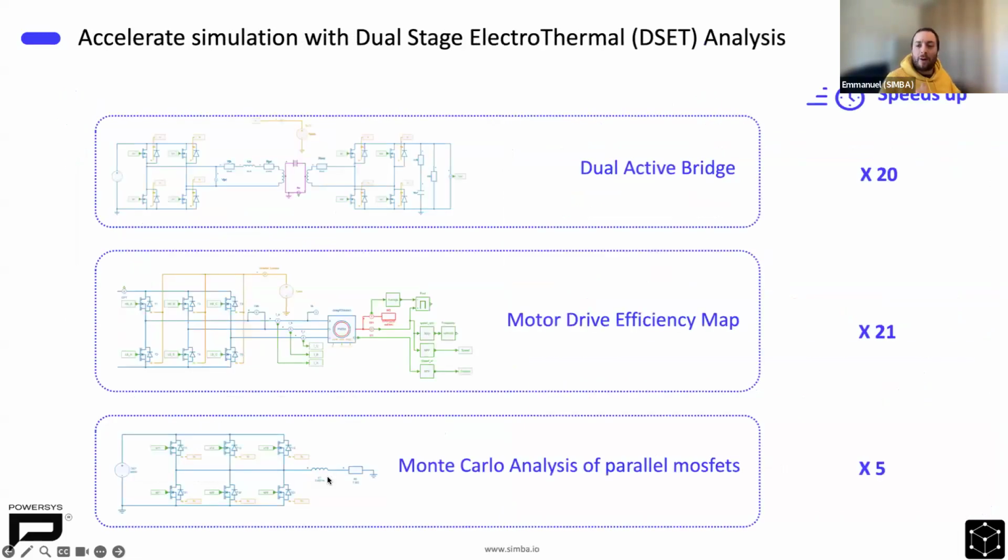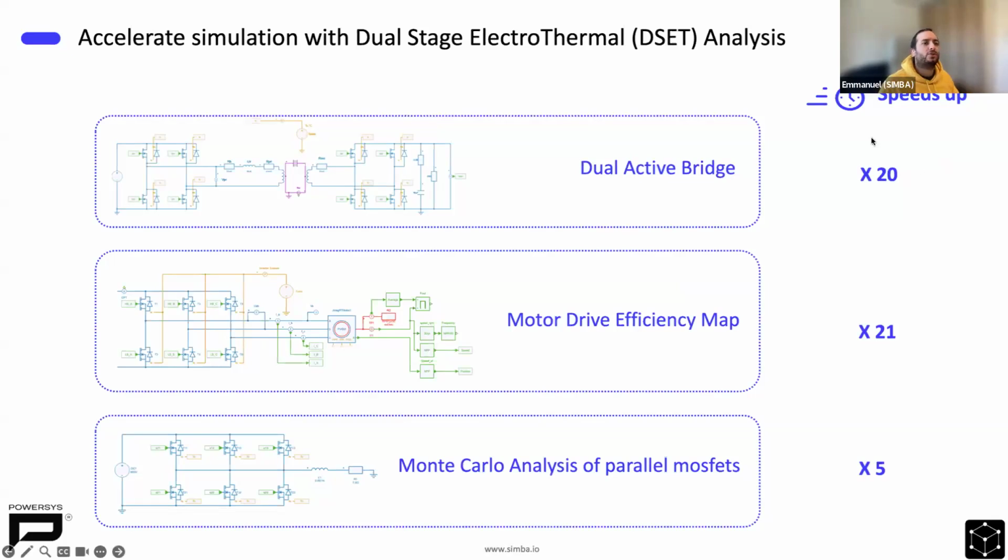Okay, so to summarize this introduction to the dual-stage electro-thermal analysis, the summary is, without any compromise on the accuracy of the simulation, the accuracy is conserved. We are able to achieve a speed up ranging from 5 to 20 just by clicking on a button. And we hope that users will first understand the benefits and use this in their workflow.